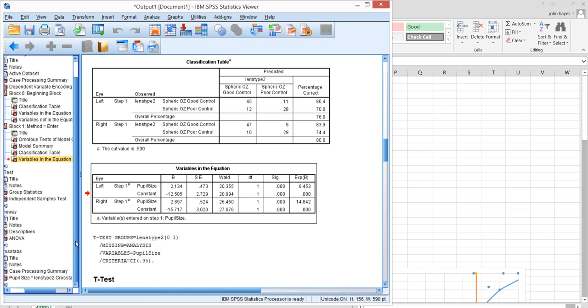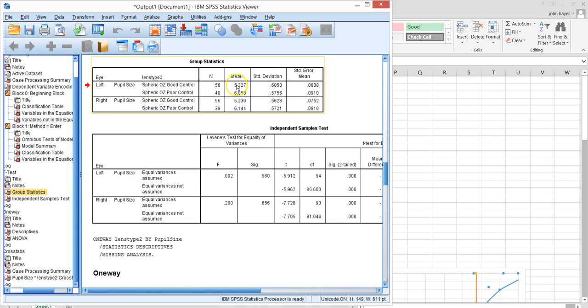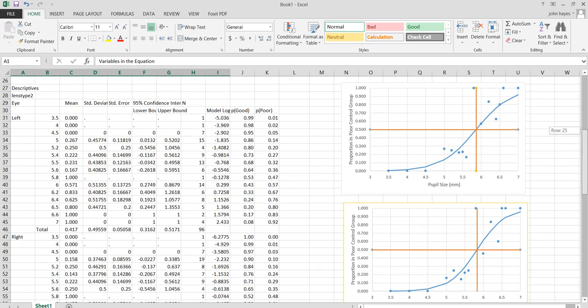Now, we'd like to, just for the heck of it, check our means. And so I did a t-test, good control, 5.3, a smaller millimeter size pupil than poor control, 6.05. Very significant. Levene's test, not significant, so we can use the top row here. Highly significant difference. All right, and I copied that in here just for the heck of it, with the group statistics and that independent test.